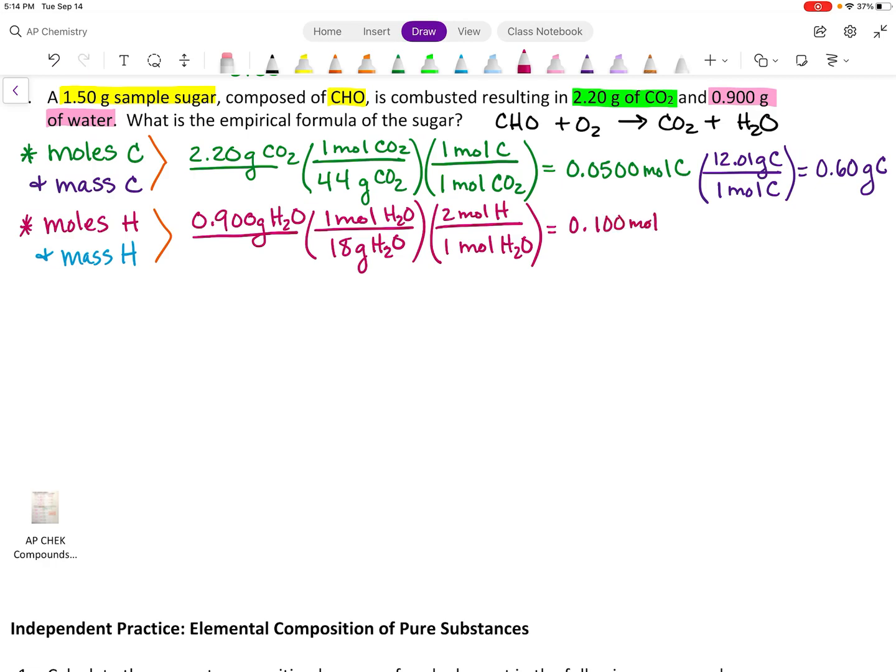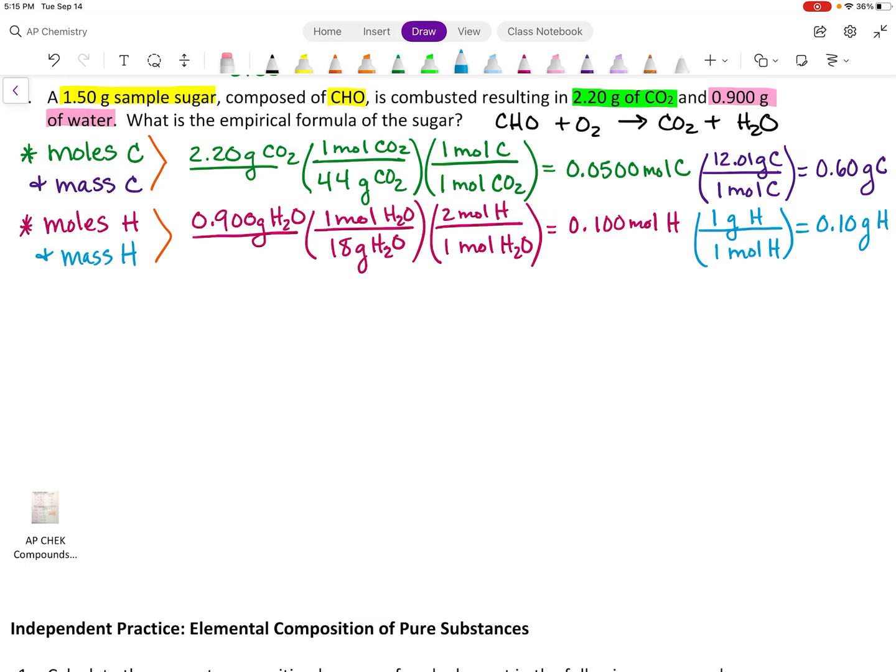moles of hydrogen. Okay. And then we're going to convert into mass, and you'll see some things that you might be able to streamline with this. So for every 1 mole of hydrogen, it's 1 gram essentially. And so we get 0.1 gram of hydrogen. Okay. Once we get to this point, we know the moles of hydrogen and carbon, which we can use to find empirical formula, but we do not know the moles of oxygen.